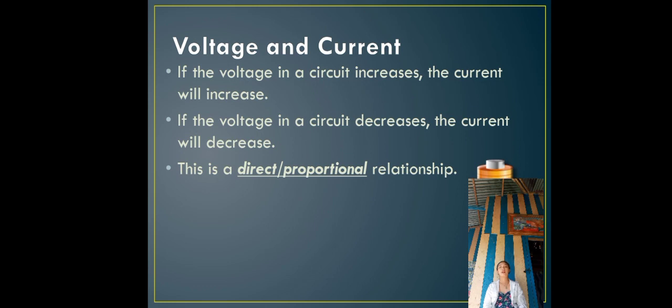First, the relationship between the current and voltage. If the voltage in a circuit increases, the current will also increase. If the voltage in a circuit decreases, the current will also decrease. So this relationship is a direct proportional relationship.